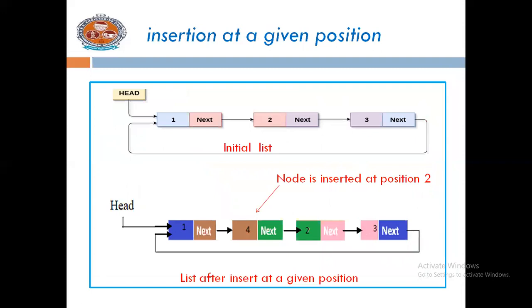The third case is insertion at a given position. So here the list contains 3 nodes and we are going to add the new node at the given position. At the specified position. So if POS is the input position given by us, if it is second position, we are adding the node at second position. If it is 3, then we are adding the new node at the third position. So here we are adding the new node at second position. Now the list becomes 1, 4, 2, 3.